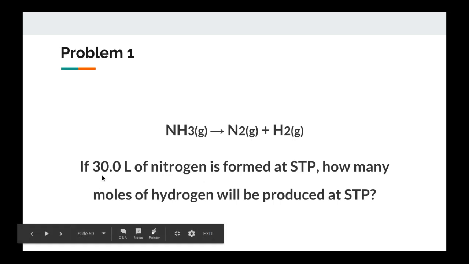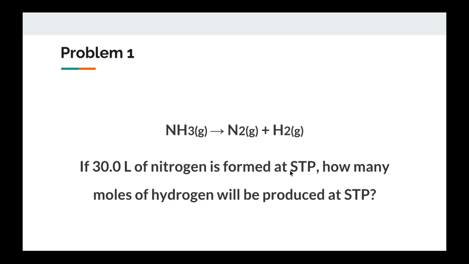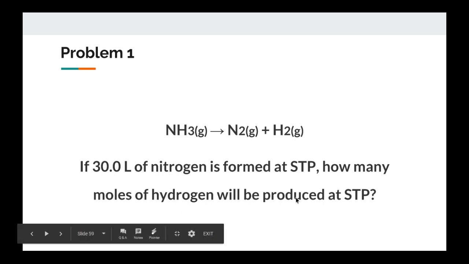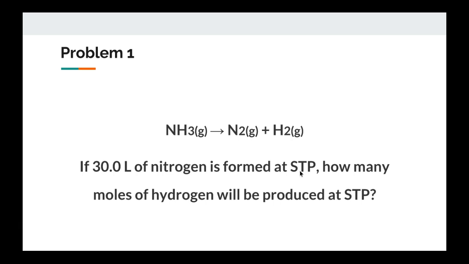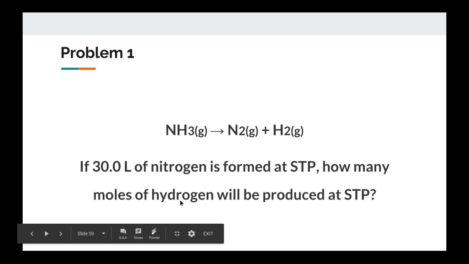It says that you're given 30.0 liters of nitrogen that is formed at STP. Nitrogen means your N2 gas. How many moles of hydrogen will be produced at STP? So you've noticed that you're given the volume of nitrogen gas, and you're also given the condition that it is at STP. Now, because you're given the volume of nitrogen and asked for the moles of hydrogen, you have to begin with what you're given.